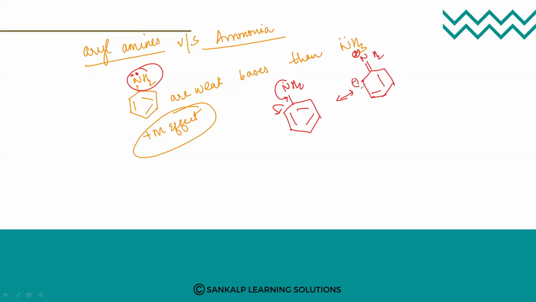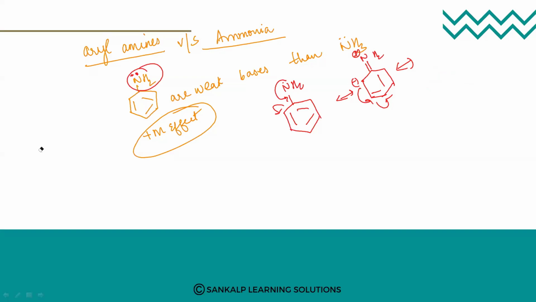So the electrons are not free, because the lone pair of electrons are not available. They are involved in conjugation, so they are not freely available. Because of this reason, what will happen? The aryl amines are less basic. Is it clear? So this is the reason.